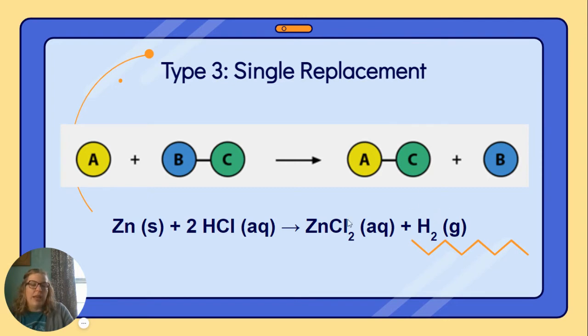In this case, we'd have aqueous zinc chloride. So if you can imagine that, it's a solution. We've got some water in there. The zinc ions are floating around in there. The chlorine ions are floating around in there. And then hydrogen gas is bubbling out of this particular one.